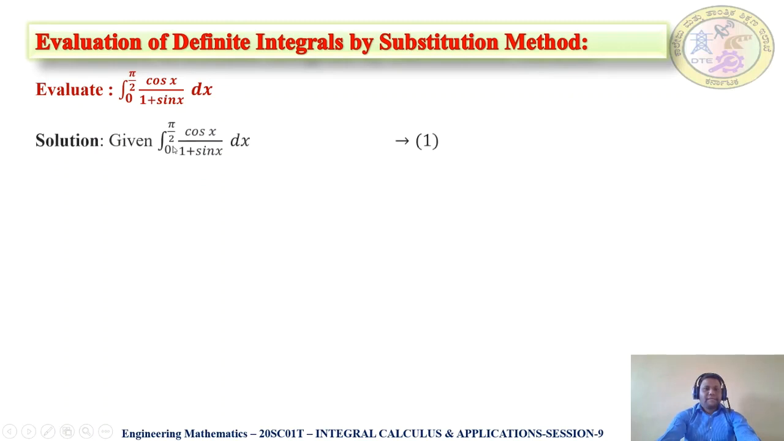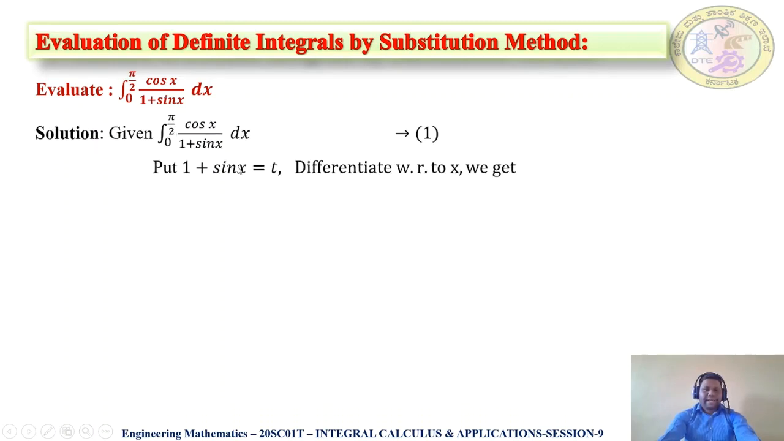That means we have to take this equation as equation number 1. Put 1 plus sin x equal to t, because if you differentiate this, another term vanishes. So put 1 plus sin x equal to t, differentiate with respect to x, we get differentiation of 1 is 0, differentiation of sin x is cos x dx, and differentiation of t is dt. So we get cos x dx is dt.